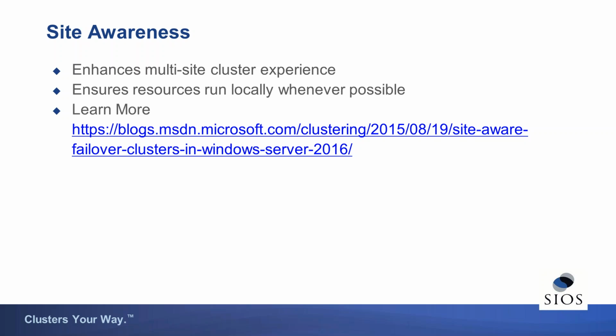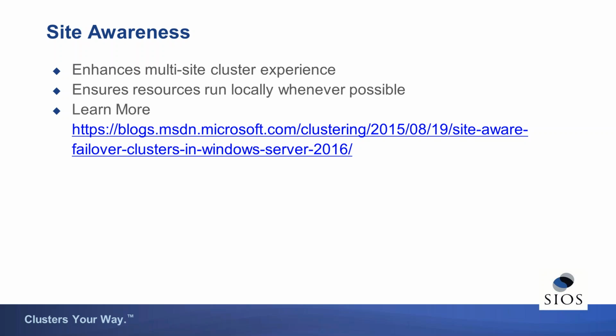Before that, there was really no way for you to group your cluster nodes by data center. You could use something called preferred owners and possible owners, and you could try to mimic what site awareness is doing, so that the bottom line is, if you have a multi-site cluster, you never want your cluster nodes failing over to the DR site unless it's truly a disaster.